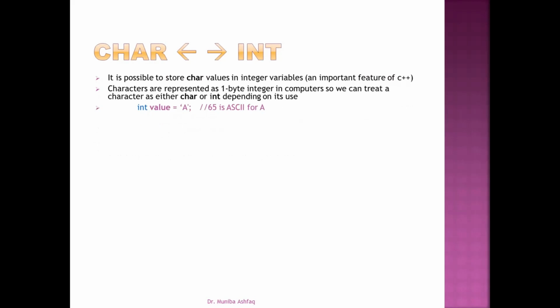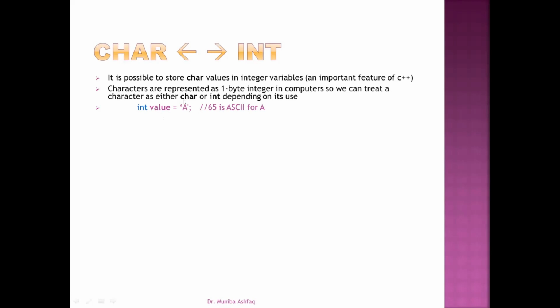So you can see that we have the int value, and the A is enclosed in single quotes. You can see that value is a variable having the data type integer. And what we are doing here is assigning a character value to this integer variable. What's going on? This seems to be incorrect, but it's okay. Don't worry, we can write this as well.